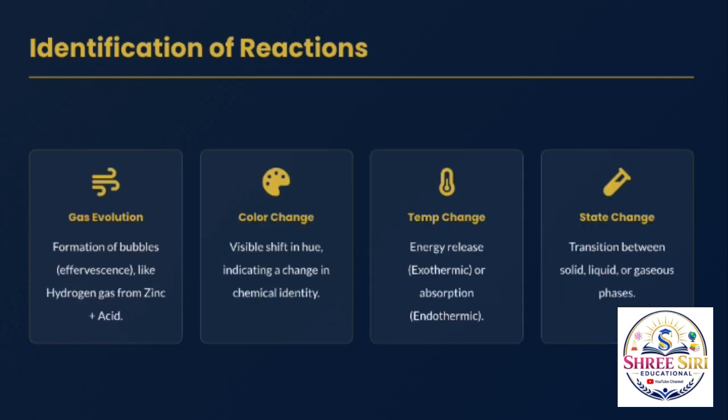And next, how do you identify whether a chemical reaction has taken place or not? By observing the following situations. The first one is when two reactants react together, whether it evolves a gas, or whether it changes its color, or changes its temperature, or changes its state from liquid to solid, or solid to gas, like that.